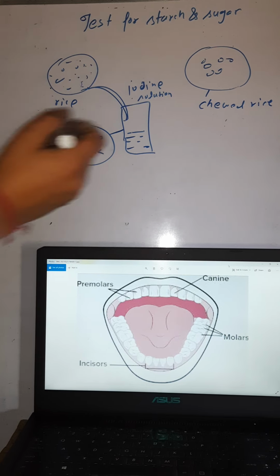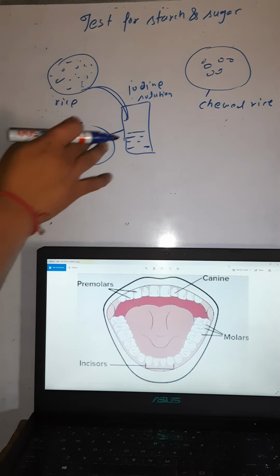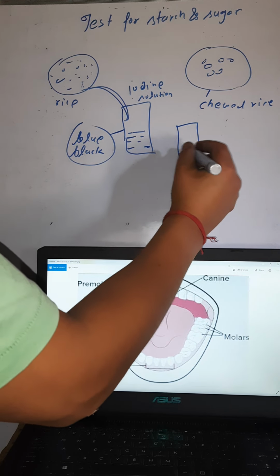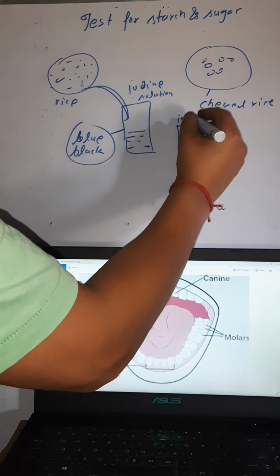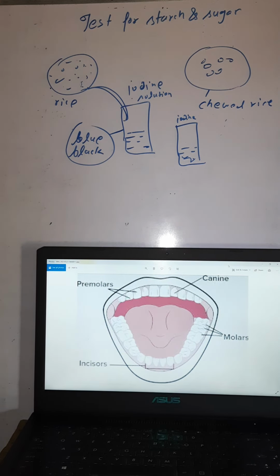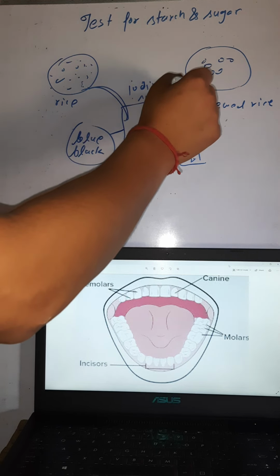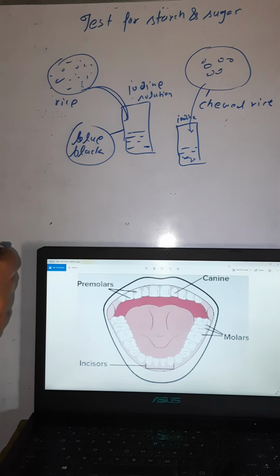Okay, now you have the chewed rice here. Now what happens? Again you have the same iodine solution. Now what did you do? You have chewed the rice, and then this chewed rice you are adding to the iodine solution.